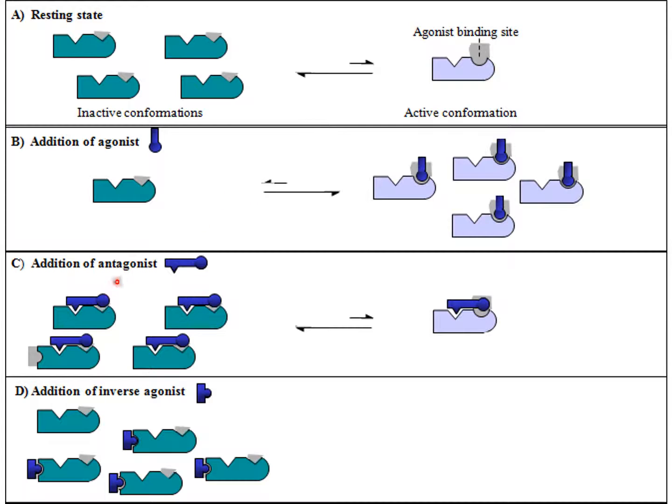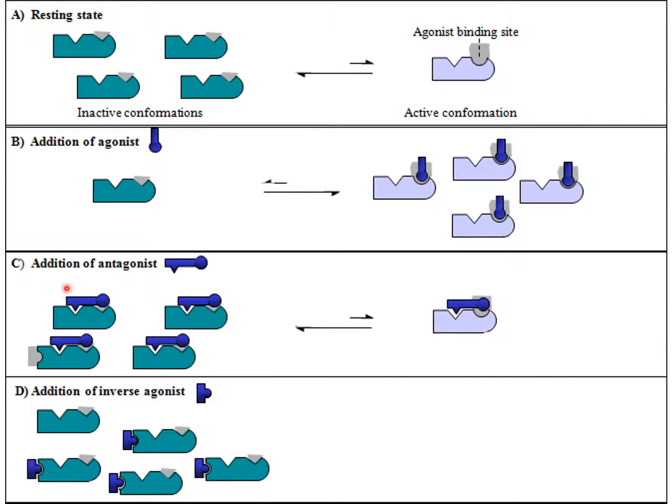Now in the case of the antagonist, notice that the antagonist would bind to the receptor. Let's say it binds somewhere here and blocks the binding site for the agonist. So it would prevent the agonist from binding and activating these receptors and moving them to the active form. So it would actually maintain the resting state. In the case of the antagonist, it is exactly similar to the resting state where you have only one of the receptors in the active form and the others are inactive.